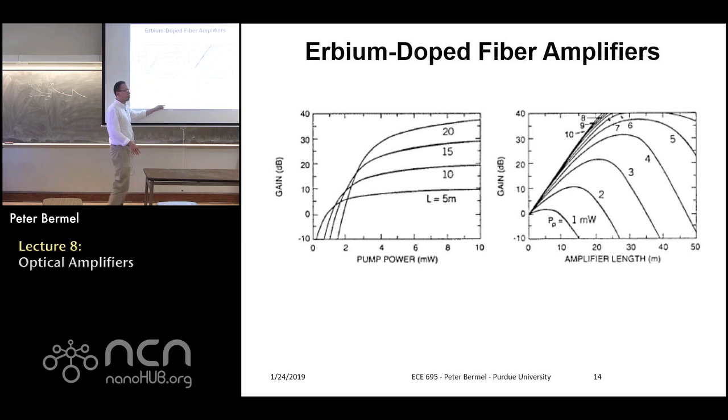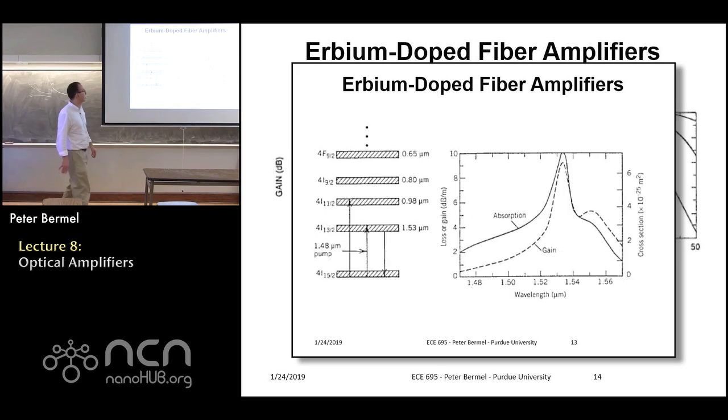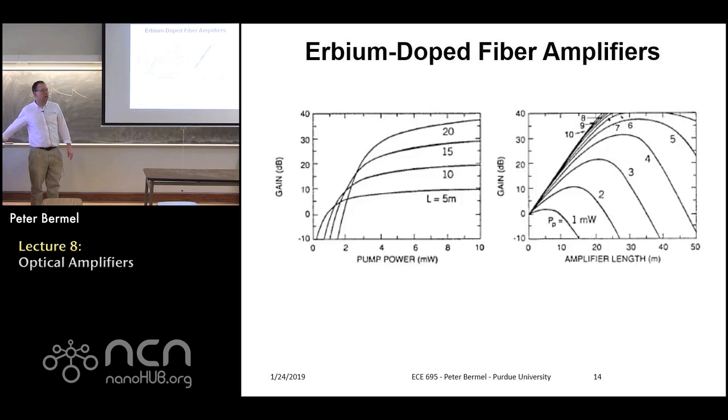Because your source, remember, can also be absorbed if you go back to this graph. If your signal is at 1.55, keep in mind it still overlaps with this absorption. So if you're not in population inversion, now it's absorbing your signal. So you have a minus 10 dB gain. That's actually a very critical design choice for EDFAs.